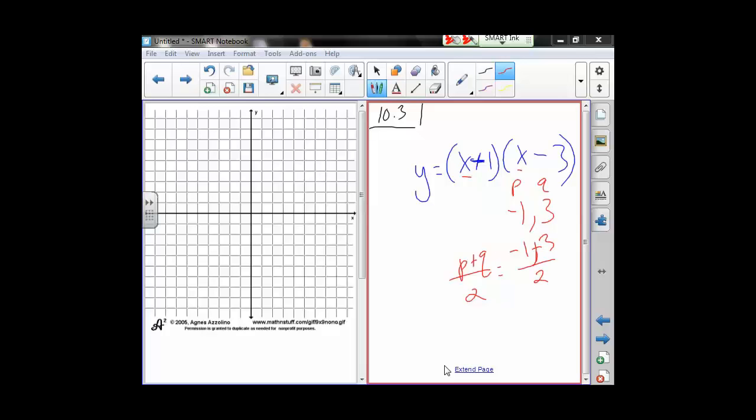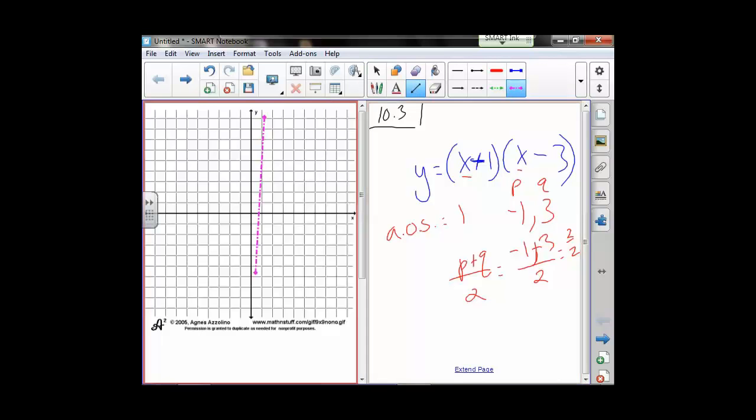So what do I end up with? Negative 1 plus 3 gives me 2. 2 over 2, so therefore I get 1. So my axis of symmetry, my AOS, is equal to 1.